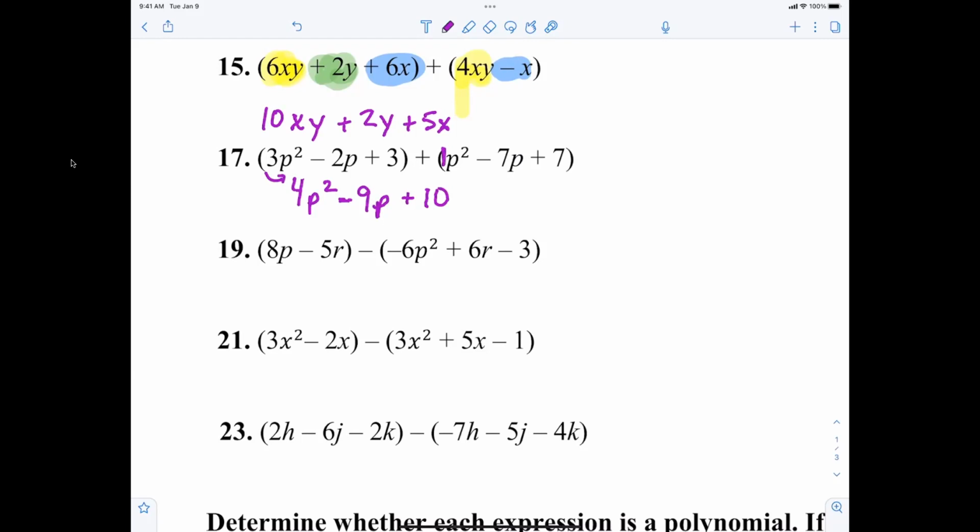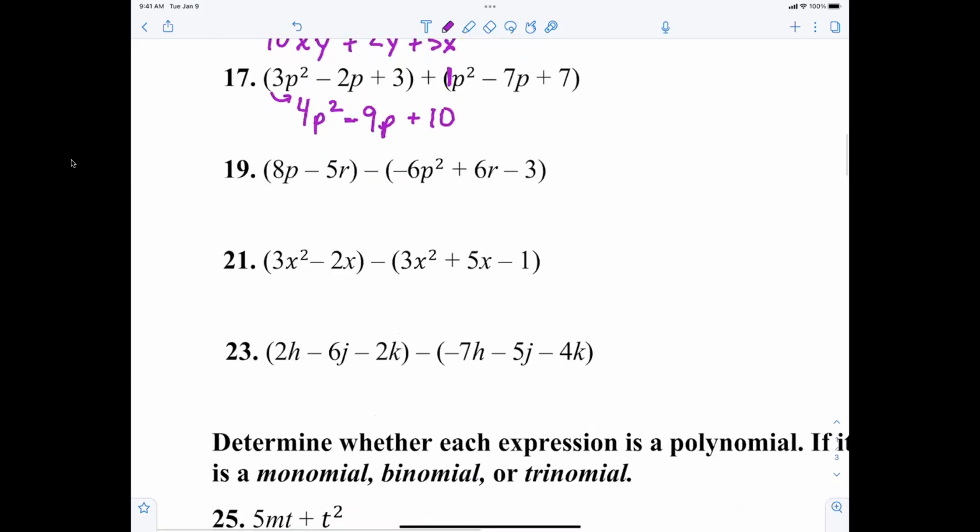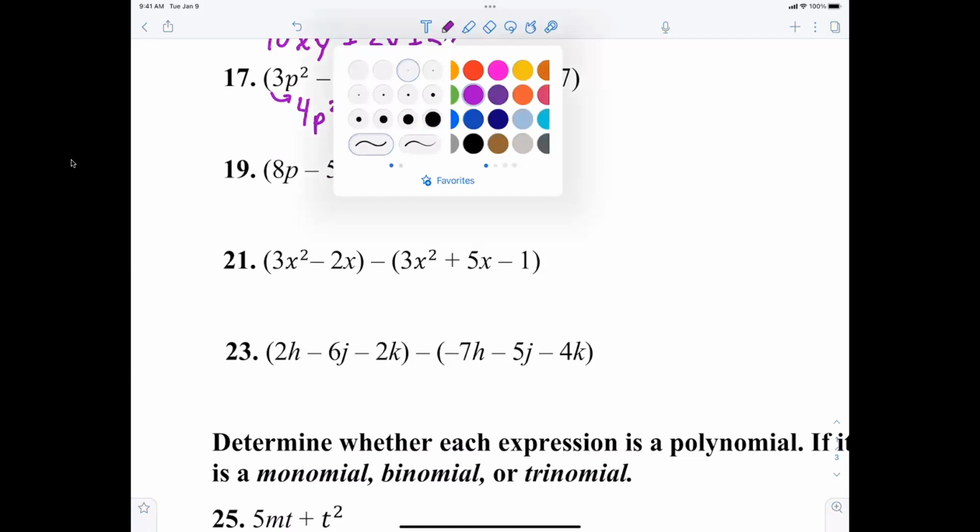That's what we're doing. All right, now, number 19, we start into subtraction. So here's my advice. Subtraction means distributing a negative 1. You are actually distributing a negative 1.